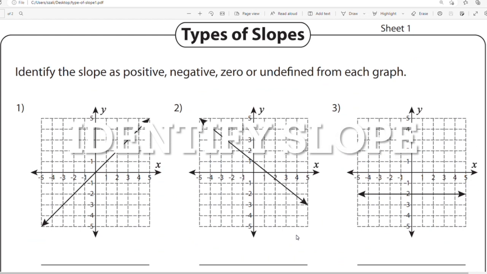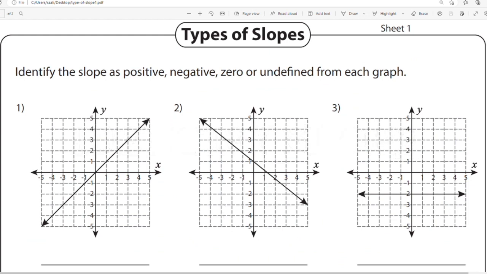So in these 3 questions, we have to identify the slope as positive, negative, or undefined from each group. Okay, so the first one I'm seeing is going upwards, so this one is positive. Second one is negative because it's going downwards. Third one is 0. Okay.